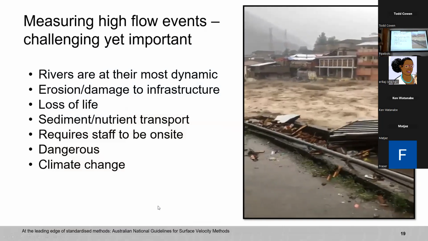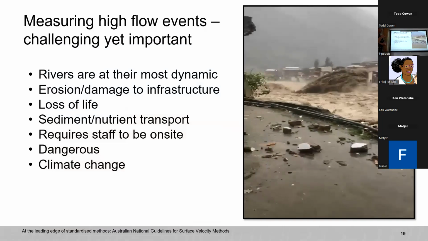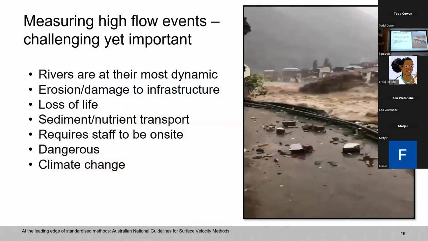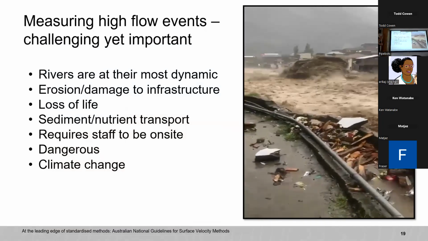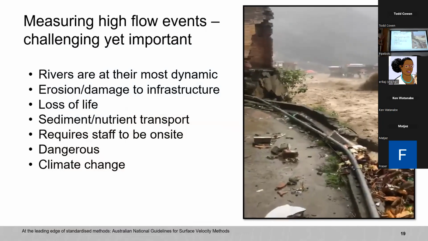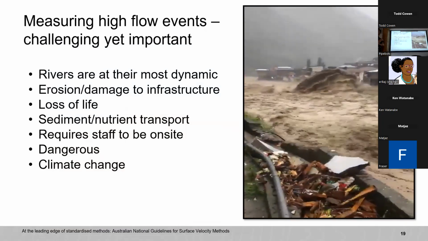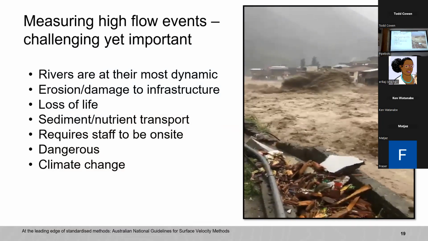And again, this is another example from Pakistan, floods earlier this year. And these sort of events, this is the prime information you need to collect for modelling. And this is when rivers are at their most dynamic, with most damage. But yeah, it cannot be done with traditional methodologies.